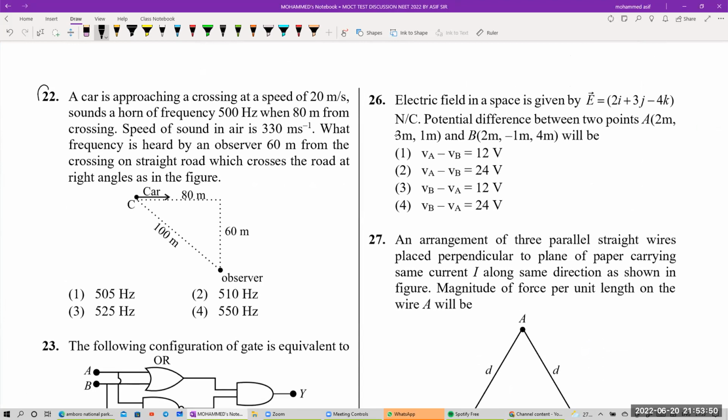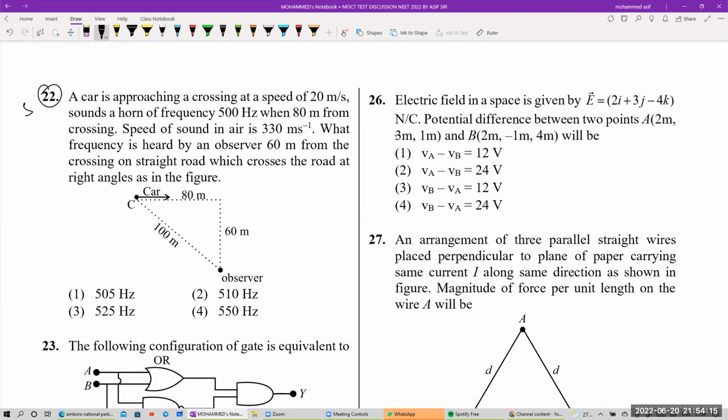A car is approaching, this is a sound question, you can do this also. A car is approaching a crossing at a speed of 20 meter per second. It sounds a horn of frequency 500 hertz when 80 meters from the crossing. The speed of sound in air is 330 meter per second. What is the frequency heard by an observer 60 meters from the crossing on a straight road which crosses the road at right angles? Doppler effect formula, I hope everyone remembers this one. This 80 is given, this 100 is given, this 60 is given.